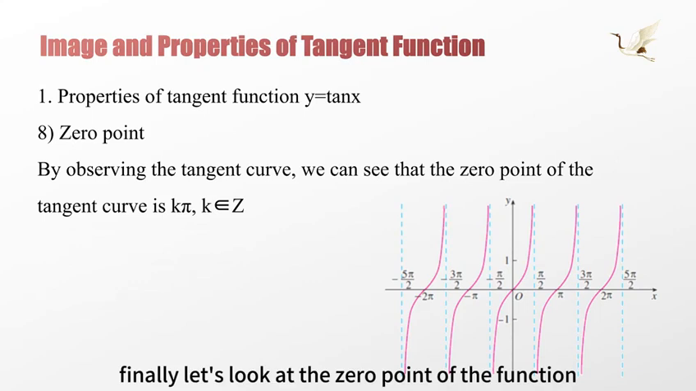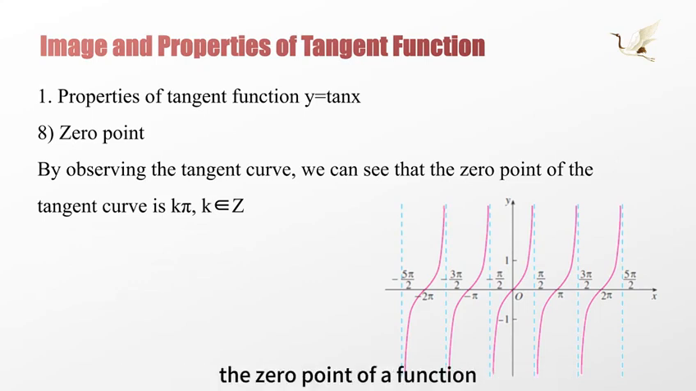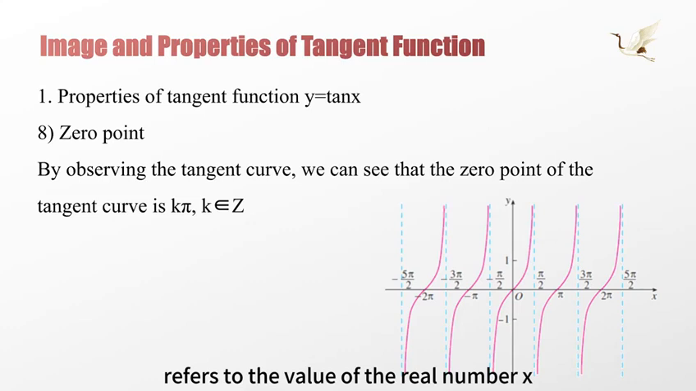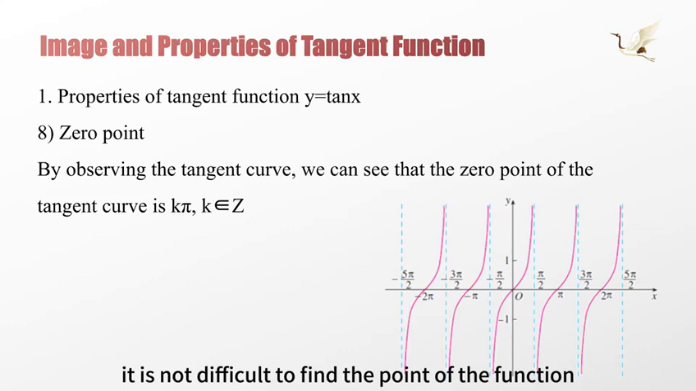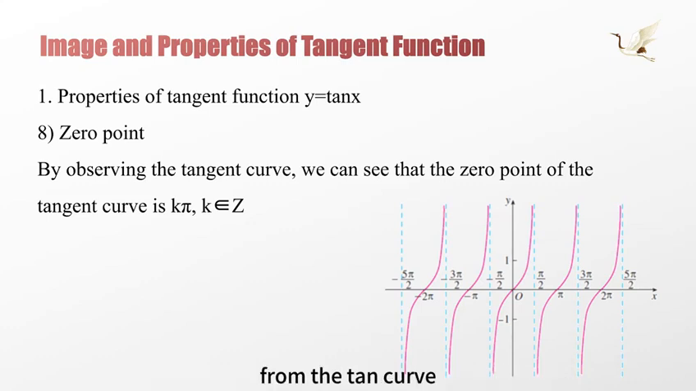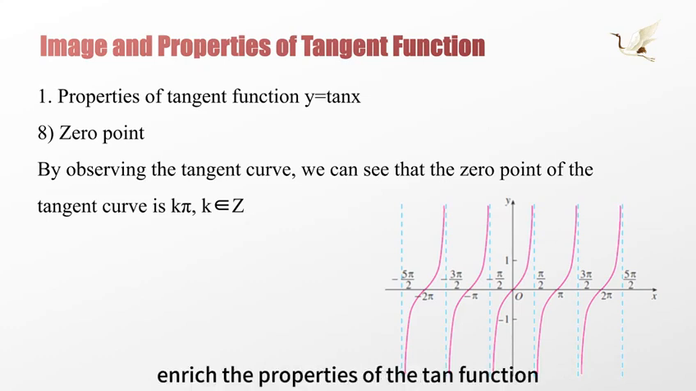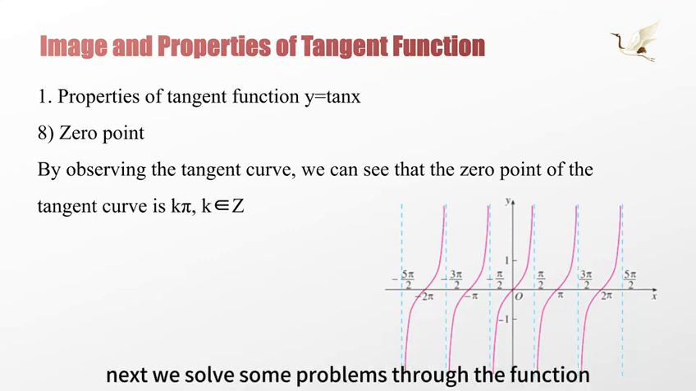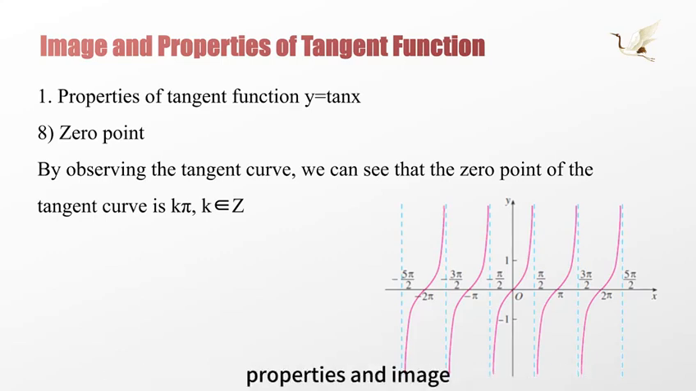Finally, let's look at the zero point of the function. The zero point of a function refers to the value of the real number x for which the value of the function is 0. It is not difficult to find the zero points of the function from the tangent curve because they are k pi, where k belongs to Z. Above, we intuitively enriched the properties of the tangent function through the image of the tangent function. Next, we solve some problems through the function properties and image.